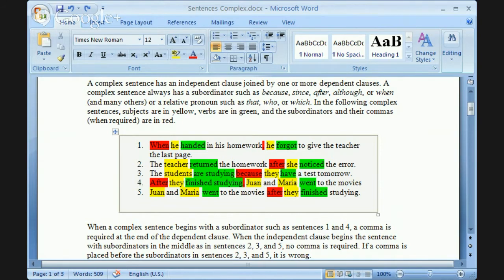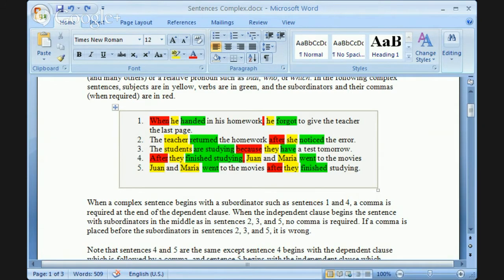Okay? Example number 3: The students are studying because they have a test tomorrow. All right, so every time you form a sentence with "because," you are forming a complex sentence. I'm sure you have done this dozens and dozens of times. The students are studying because they have a test tomorrow. Note, I can reverse this as well: Because they have a test tomorrow, comma, the students are studying.